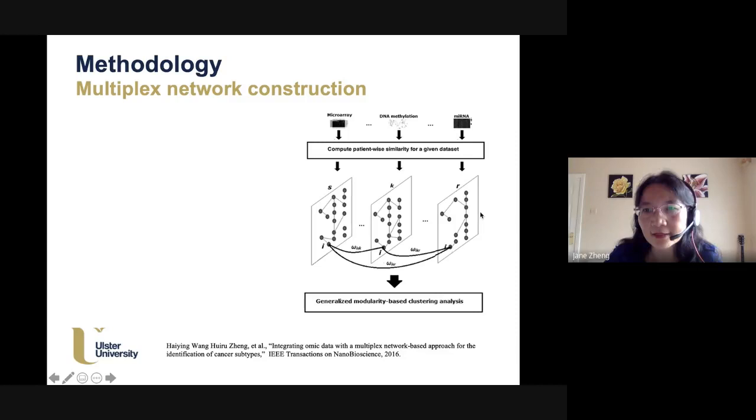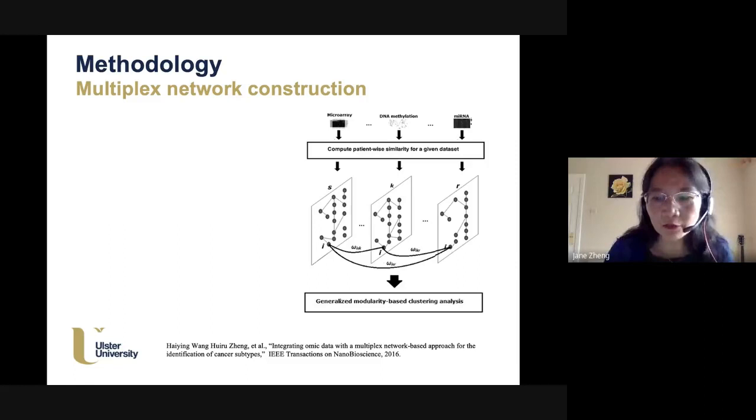And after we construct this network, we will look at how to couple those networks together. By coupling those networks, you basically link all the different layers into one big network. And we'll then be able to use clustering analysis to identify the subtypes. So that's the overall concept.